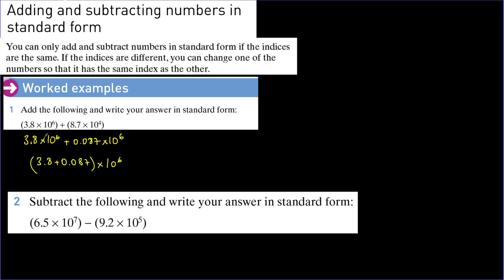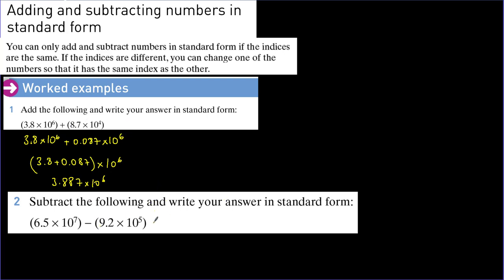This is like isolating the common factor. These two factors are common, so we take them outside, and we are adding now these two, which is equal to 3.8 plus 0.087. It has to be 3.887 times 10 to the power of 6. If you do the other operation, let's say if you make this one to power 4 and move this one 2 units right, then you will get a number which is bigger than 10, and then you need to reverse it back. That's why it's always better to choose the bigger power here.